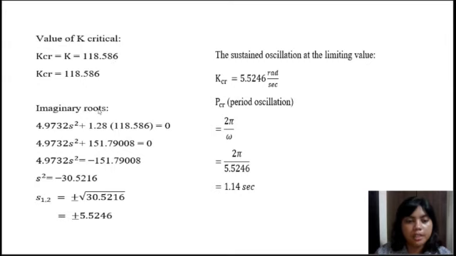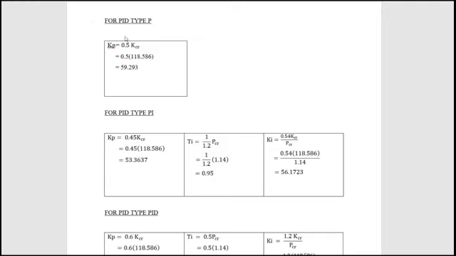Next, for imaginary roots, insert the value of KCR into the equation and s equals 5.5246. The sustained oscillation at the limiting value, KCR, equals 5.5286 radians per second. PCR is the period of oscillation, equal to pi over omega, equals 1.14 seconds. For PID type P, find the value of Kp. So insert the Kp formula and we will get 59.293.